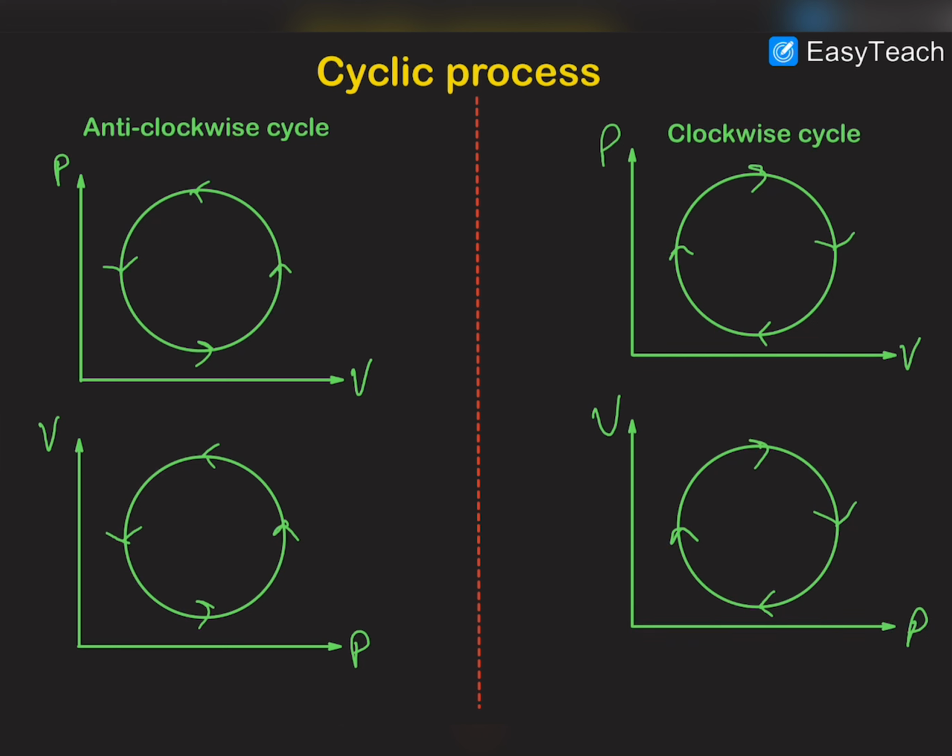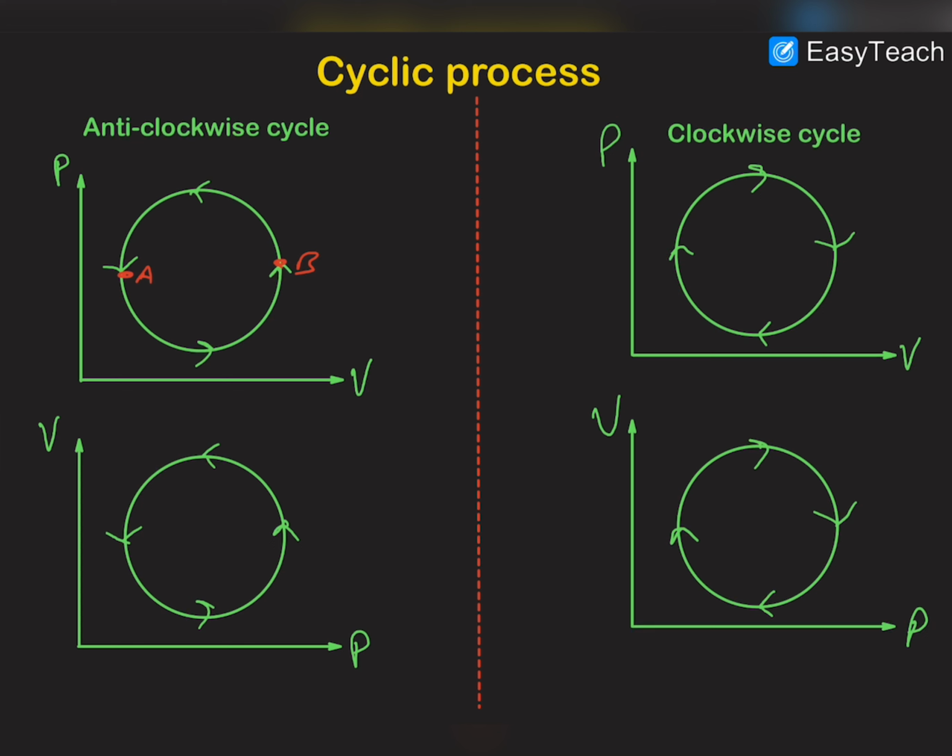In this video, we are going to discuss the cyclic processes. So first of all, what is a cyclic process? A cyclic process is the process in which gas returns to the initial state from which it has started. You can see that this gas has started from A, then it goes to B state, and then again it comes back to A. So this is a cyclic process.